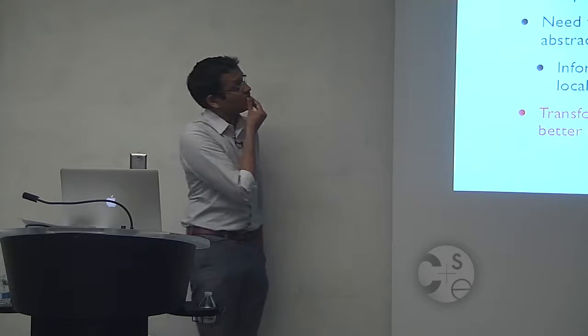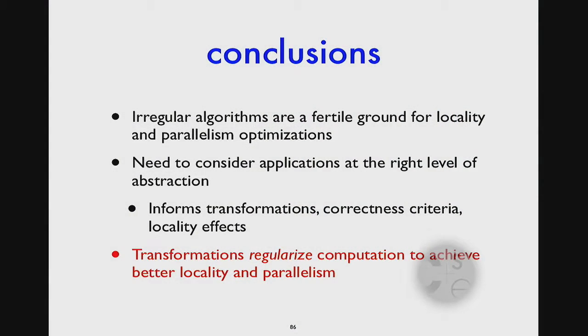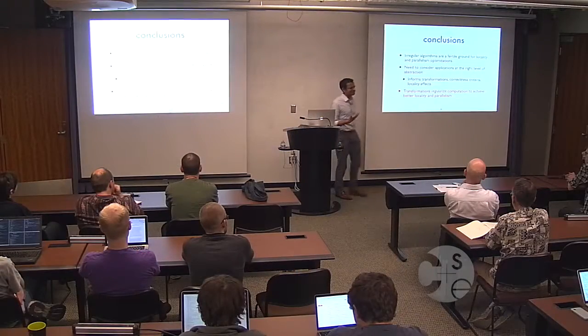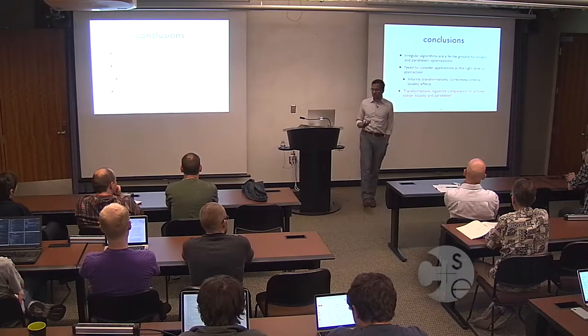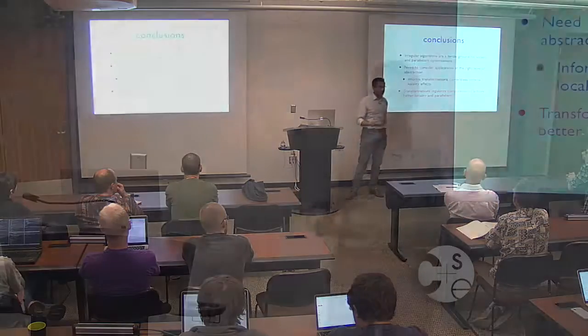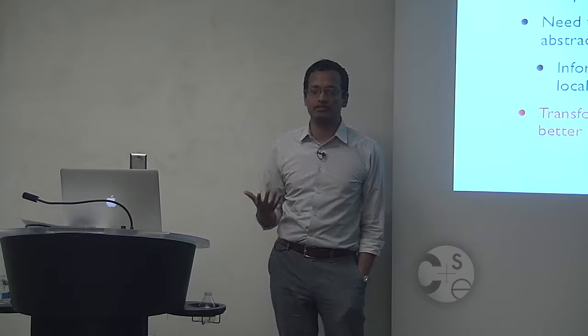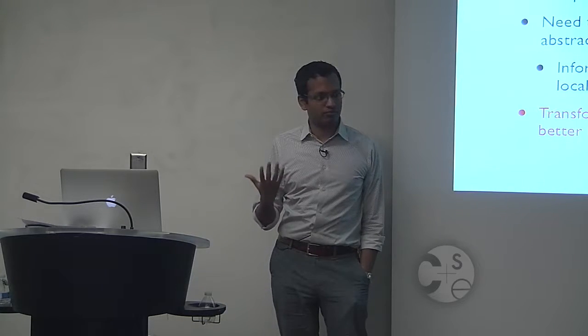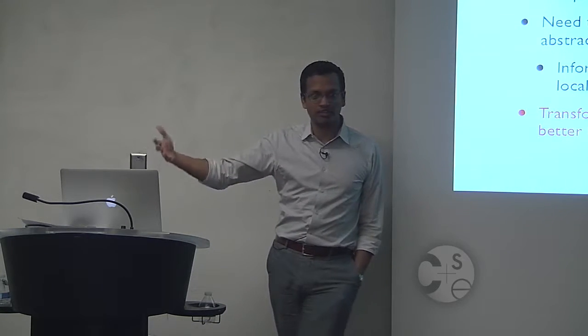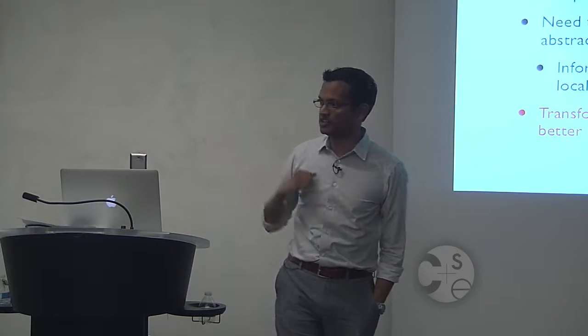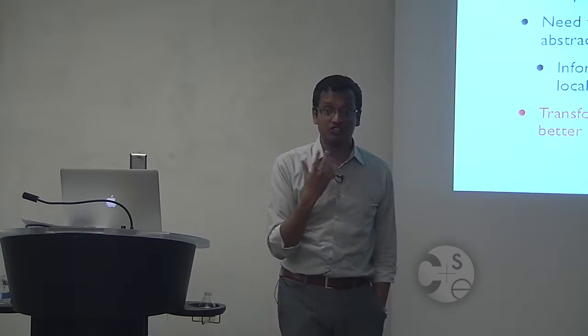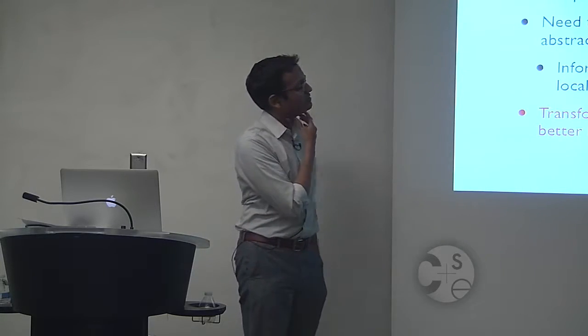OK, so to wrap things up, irregular algorithms that deal with pointer-based data structures of various sorts are a fertile ground for locality and parallelism optimizations. There's a lot of pretty low-hanging fruit here, stuff that we can take advantage of, because these applications have lots of reuse and lots of potential for parallelism, but they are often written in pretty simple ways. The obvious way to write them does not expose all the locality or all the parallelism you might want. So they're a really nice target to optimize.